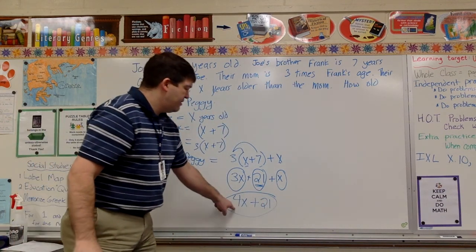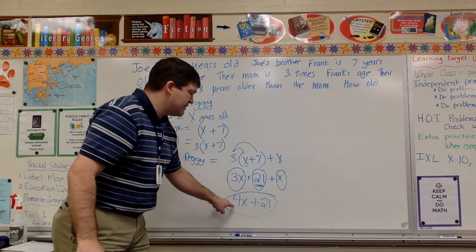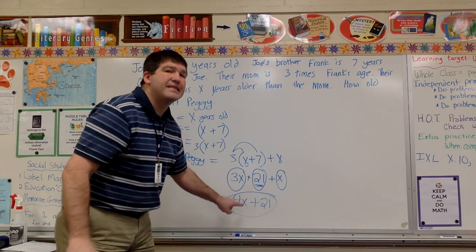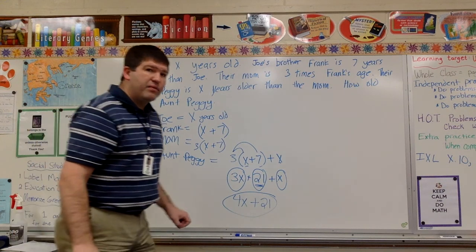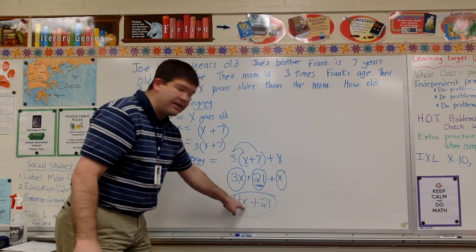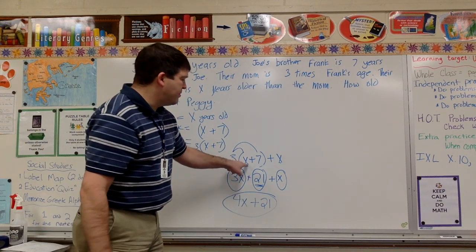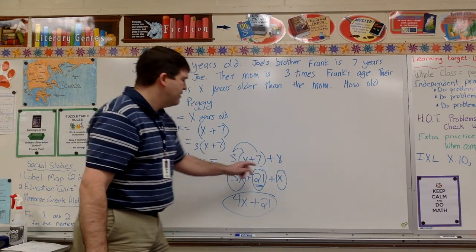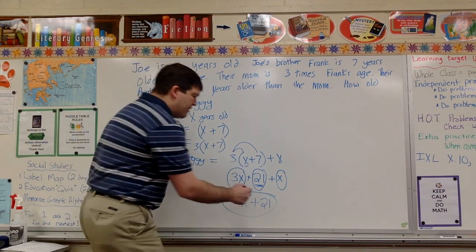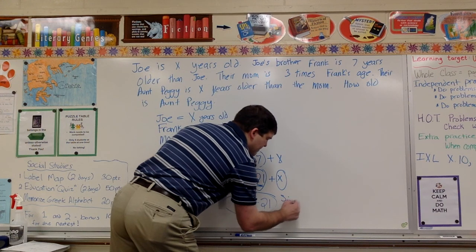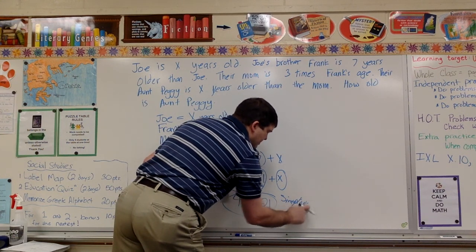So there is Aunt Peggy's age. And this is simpler than this. I would rather, if I know x, just put x here, times it by 4, plus 21. Here, I'd have to put x here, then I'd have to distribute this, then add that. That's why this is called simplified. Or simple.